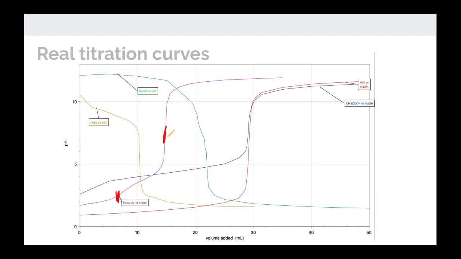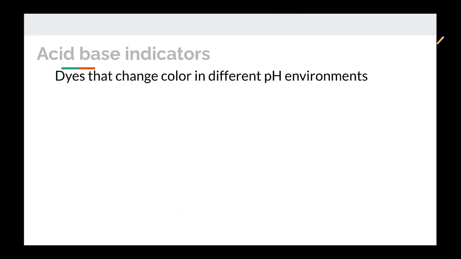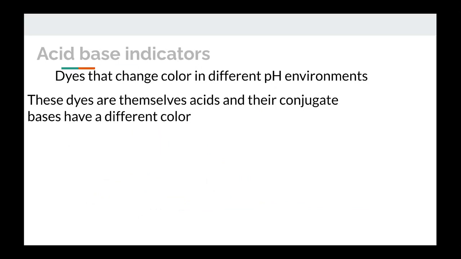And then here's the second equivalence point. One final topic is acid-base indicators. Lots of times titrations are done with acid-base indicators, and these are just dyes that change color in different pH environments. And how it works is the dyes are actually acids, and their conjugate bases have a different color.